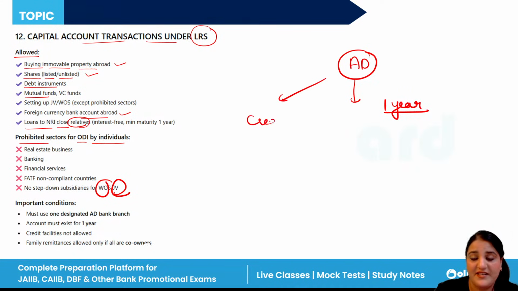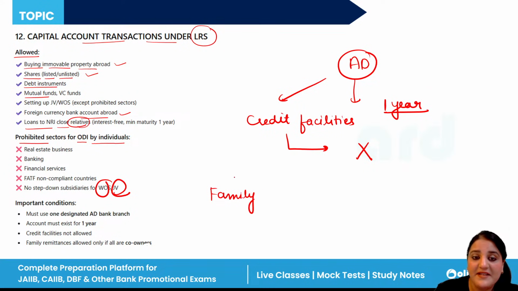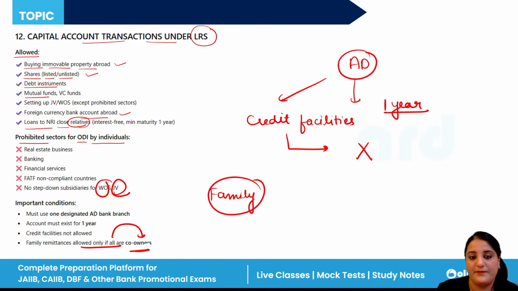Credit facilities are not allowed, and family remittances are allowed if all are co-owners, right? Family remittances are also allowed if all are co-owners, right? Okay.